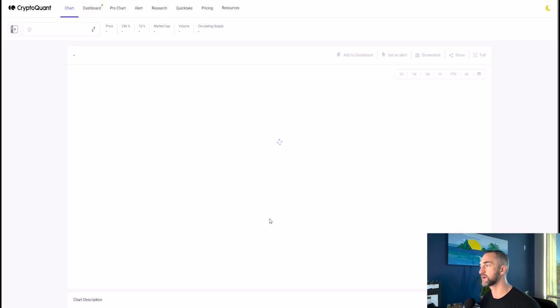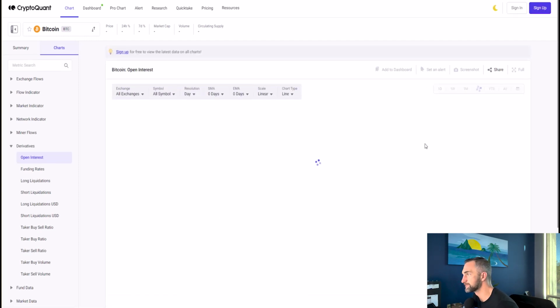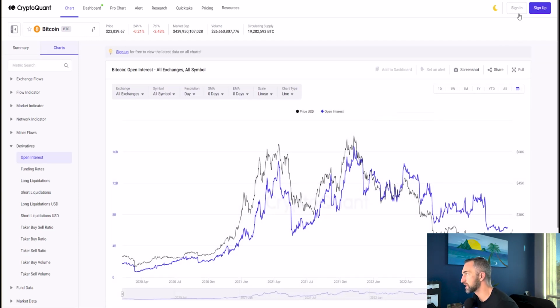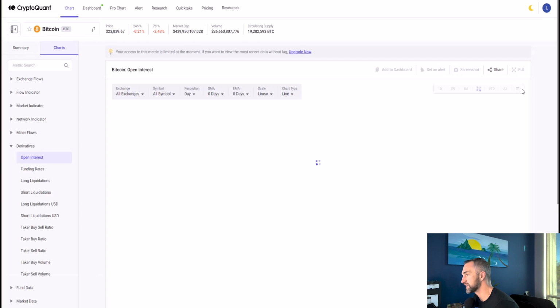Okay. I also want to pull up open interest here. This is all the leverage positions on the board. Hey, if you want to email my personal email, there it is. Just kidding.